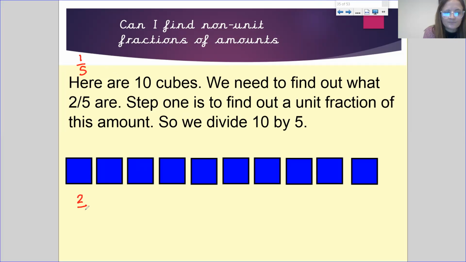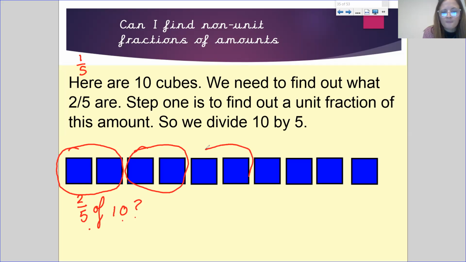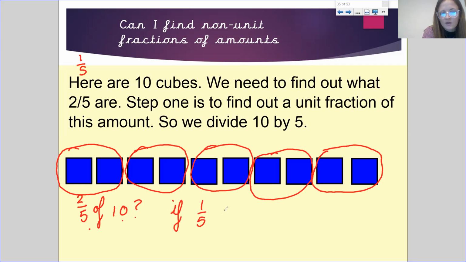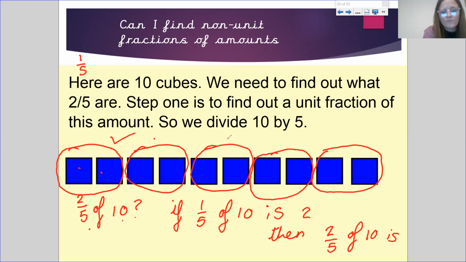We want to say, 2/5 of 10 is the question. So we know that we need to put 10 into 5 equal groups. And knowing my times tables, I know that I can put 2, that's 1 group, 2 groups, 3 groups, 4 groups, and 5 groups. I've got 5 equal groups. So if 1/5 of 10 is 2, then 2/5, so 2 of those 5 groups of 10, is going to be 2, 4.